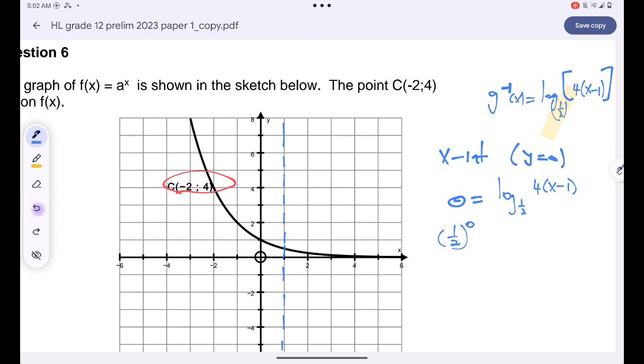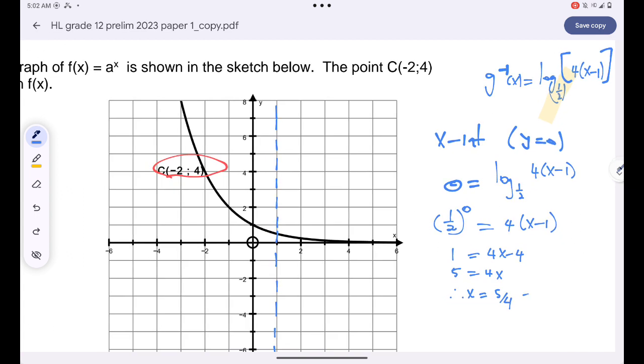This will now become the exponent, and then that is just equal to 4 multiplied by x minus 1, together. And then anything to the power of 0 is just 1. This is just equal to 4x minus 4, and then 5 is equal to 4x, and therefore x is just equal to 5 over 4. So my x-intercept, guys, is just 5 over 4. Are we together? 5 over 4 can be written as 1.25 as well. So my x-intercept will just be 1.25.